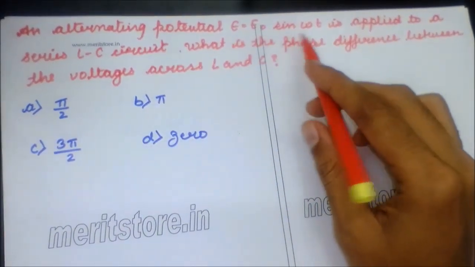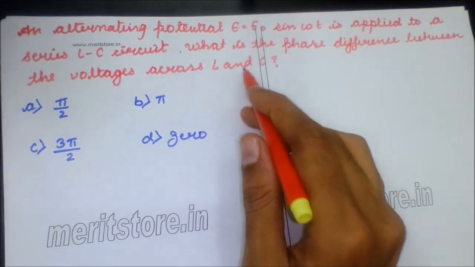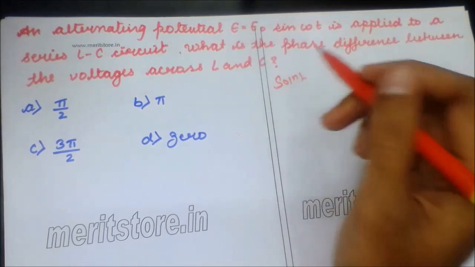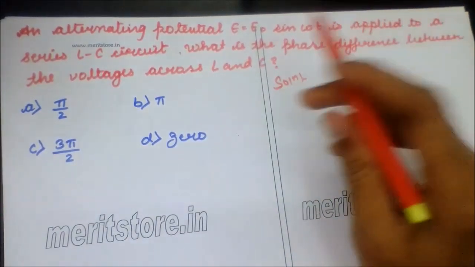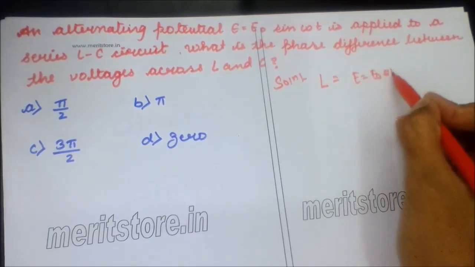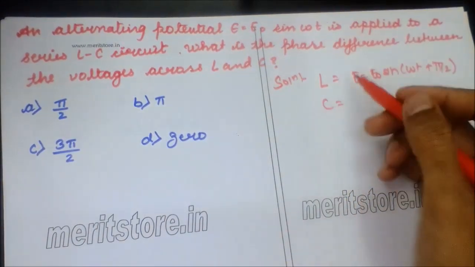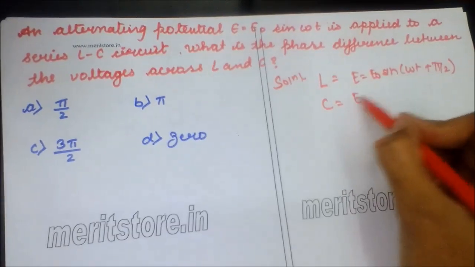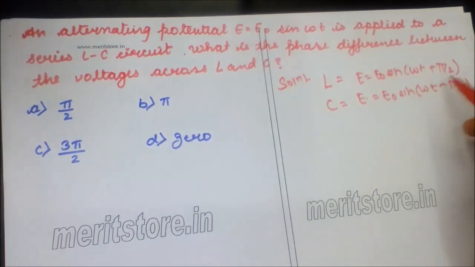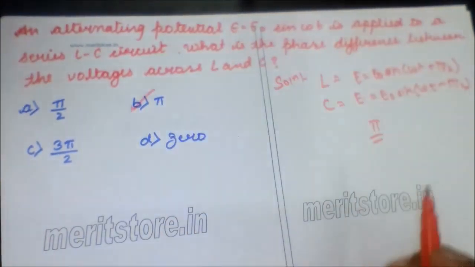An alternating potential E equals E0 sin omega t is applied to an LC circuit. What is the phase difference between the voltage across L and C? The options are pi by 2, pi, 3 pi by 2 and 0. So here we need to find the phase difference for an LC circuit. For the inductor L, E will be equal to E0 sin omega t plus pi by 2. And for C the potential difference becomes E equals E0 sin omega t minus pi by 2. So one is plus pi by 2, another is minus pi by 2. So there is a phase difference of pi. So that is B.